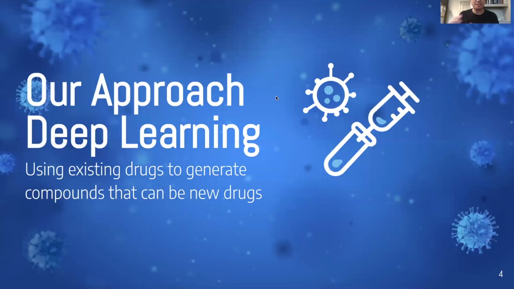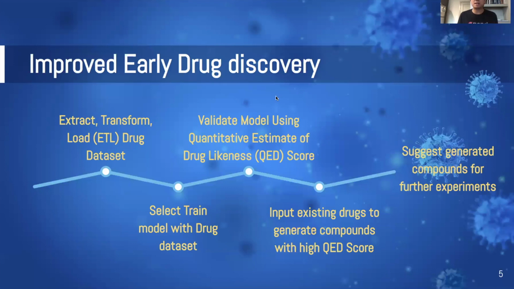So our idea is that since we have existing data sets, why can't we do something like a deep learning model that uses existing drugs to generate new compounds? Knowing that, we set up this process of how to improve drug discovery.